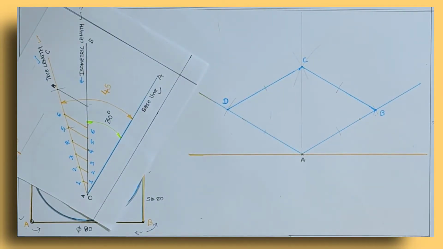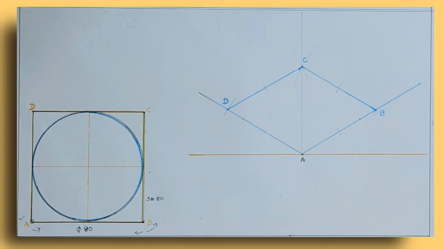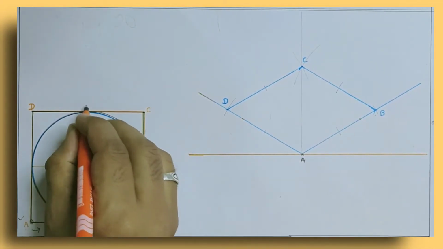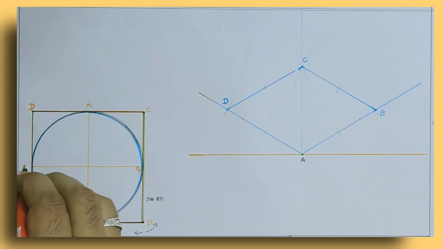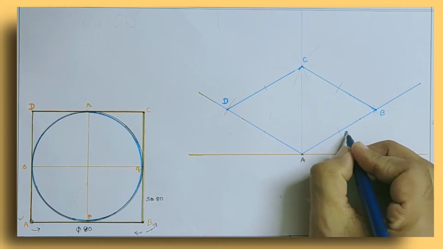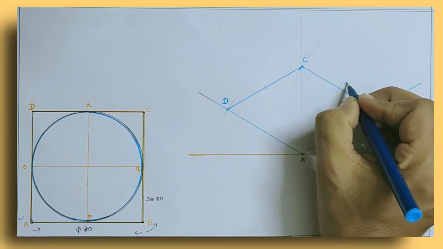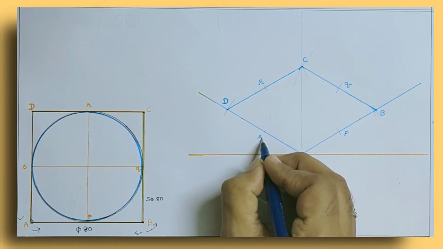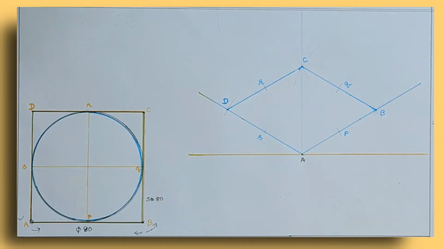Let us name these points now. Just for easy explanation, let me name these points P, Q, R, S. So this point between A and B is P, and then Q, R, and then S.